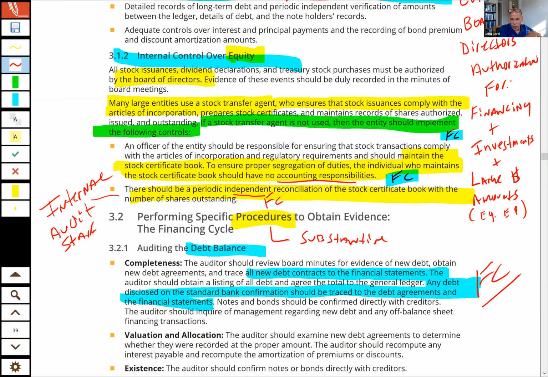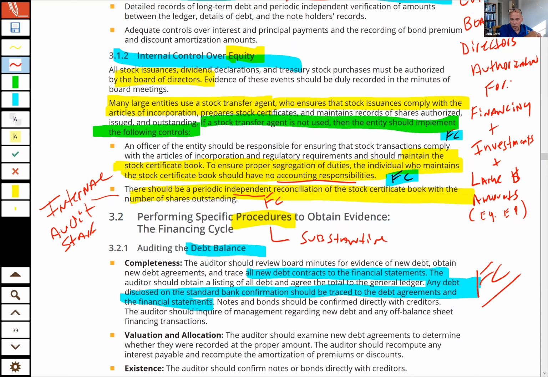Again, you kind of went hunting for that, right? You sent the bank confirmation form, and that's over the existence of cash. But then you kind of snuck in a completeness test for debt down there by asking that question. And then you would, of course, if there was something listed, make sure it was properly recorded. Okay, good. Valuation allocation.